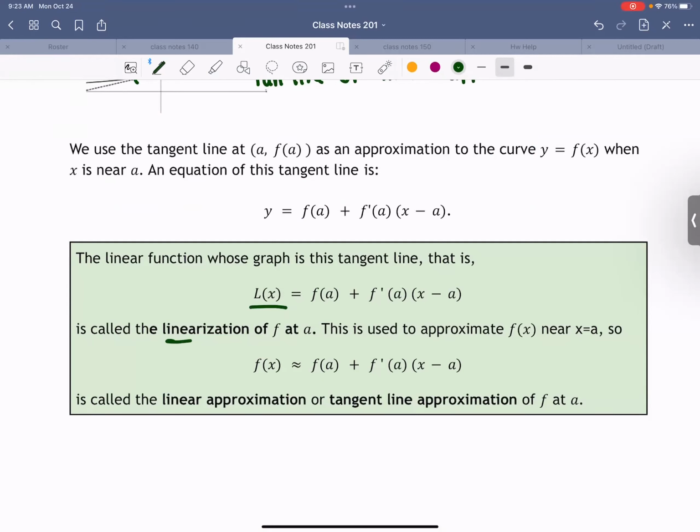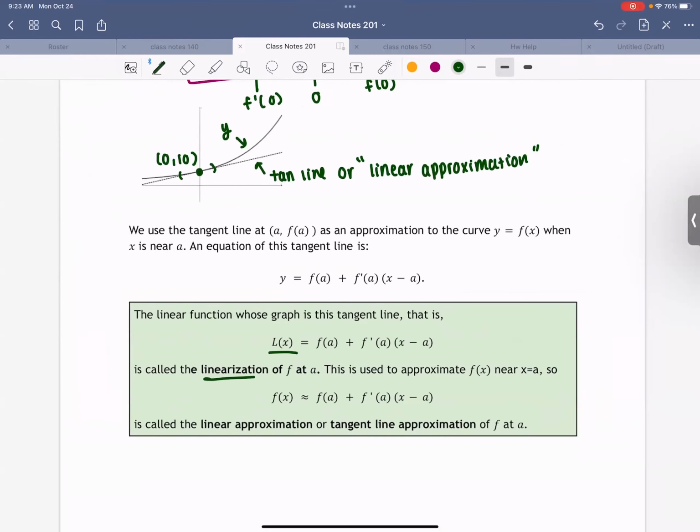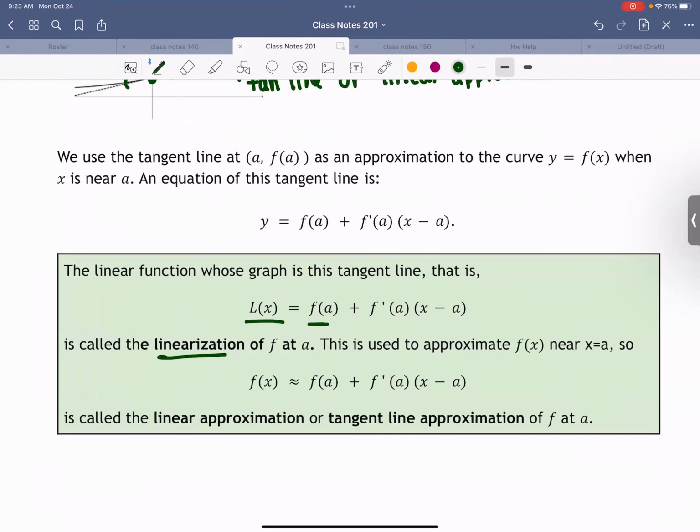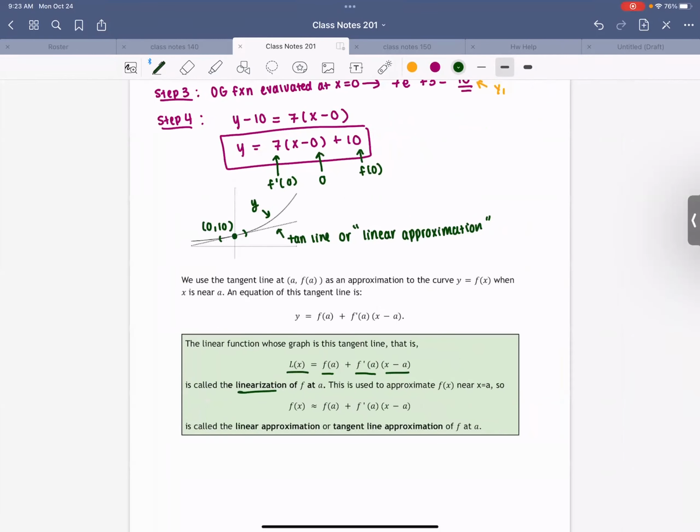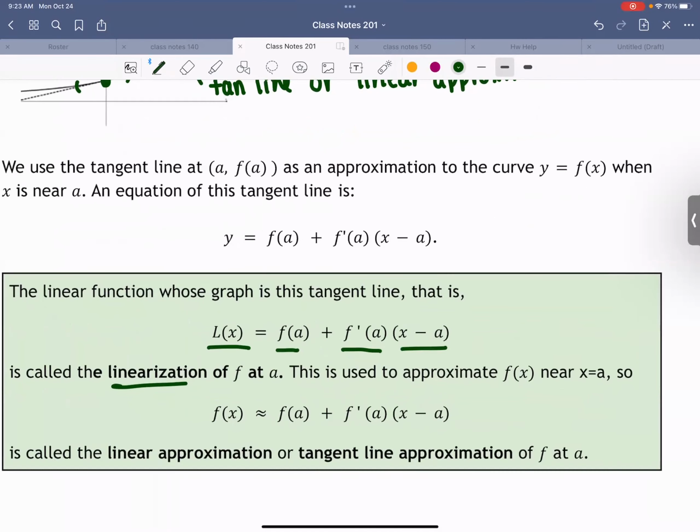We call it the linearization, but it's a very dumb formula because it really is the equation of the tangent line. L of x is f of a plus f prime of a times x minus a, which is literally what we've been doing in the past 2 examples. So you can memorize this formula, or you can just know to find the tangent line and solve for y, and that's your linearization of a function. So this is the tangent line.